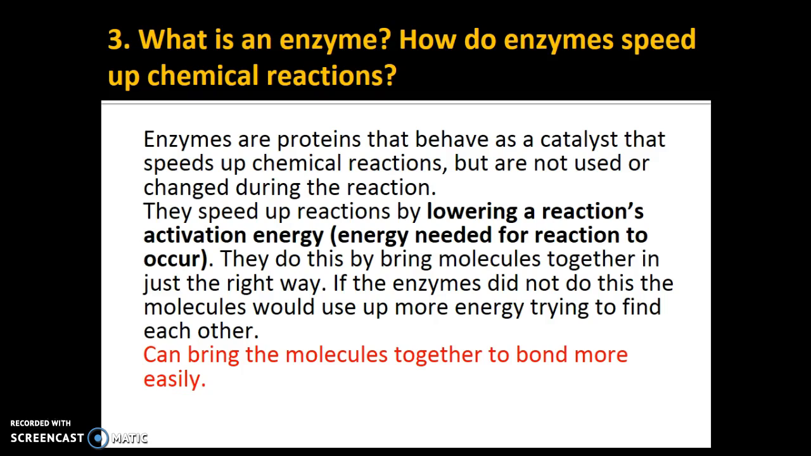So how do enzymes speed up the chemical reaction? They speed it up by lowering the reaction's activation energy, which is how much energy is needed for the reaction to occur. They do this by bringing molecules together in just the right way for bonding. If the enzyme did not do this, the molecules would have to use up more energy trying to find each other. Enzymes are able to bring molecules together to bond more easily.